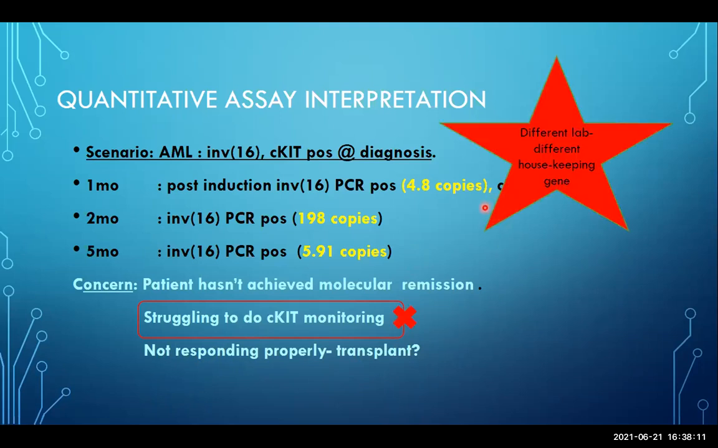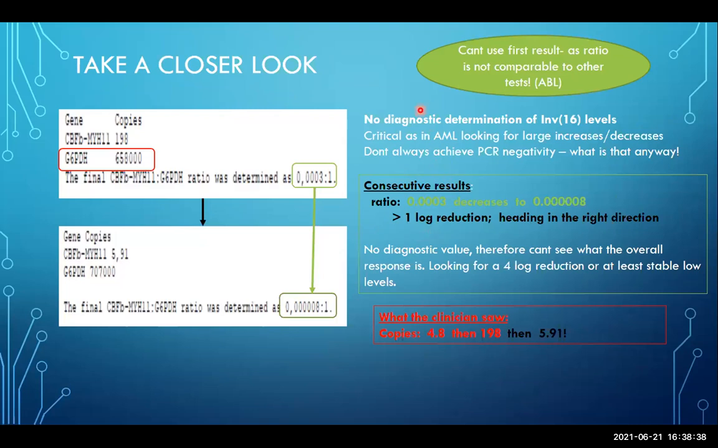The big problem here was that this test was done at a different lab to these tests. So different lab, different housekeeping gene. Forget the fact that the copy numbers are irrelevant, you couldn't even use the ratios. It would not have helped comparing this result to this result, which makes that just a nightmare, literally nonsense to try and figure out. So taking a closer look, the first result couldn't actually be used to compare at all, because it was using ABL as a housekeeping gene. There's a lot less ABL, so the ratios are much higher. So it really doesn't help you at all.